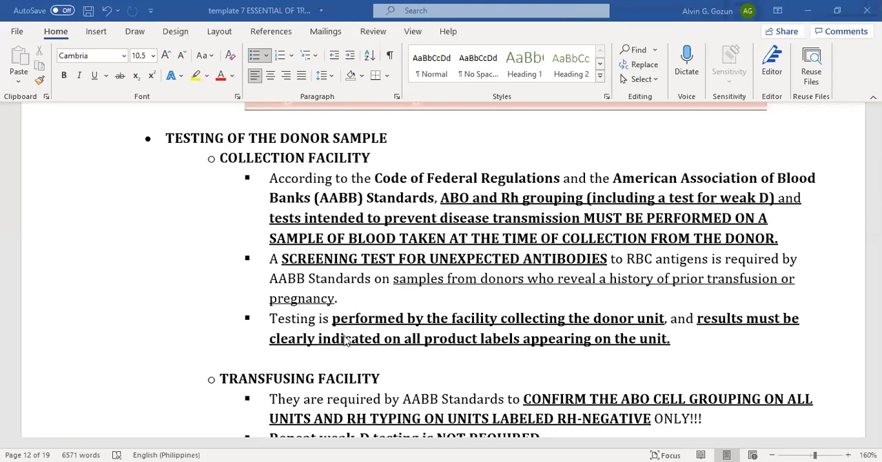So testing is performed by the facility collecting the donor unit, and results must be clearly indicated on all product labels appearing on the unit. Nagets ba, guys?